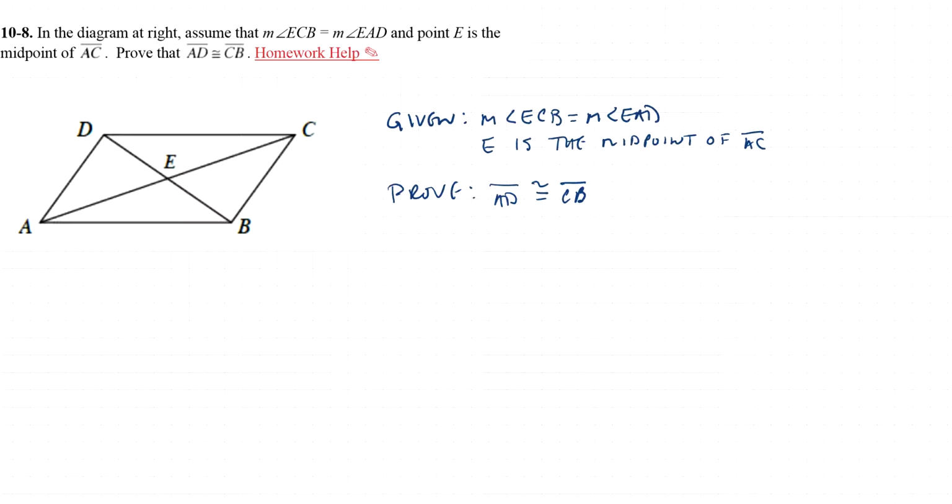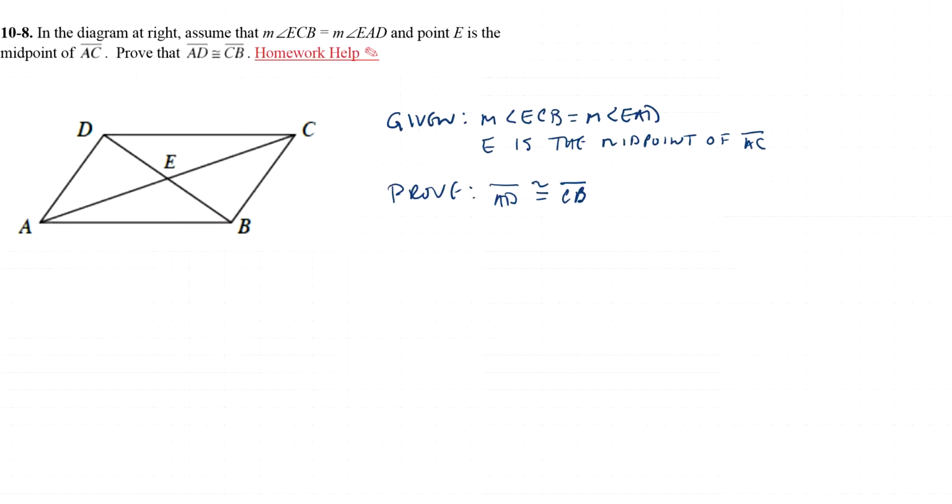Alright, 10-8. In the diagram at the right, it assumes that the measure of angle ECB equals the measure of angle EAD, and point E is the midpoint of segment AC, and I've written that right up here. It says to prove the segment AD is congruent to segment CB. So usually in these types of problems we're looking for triangles, congruent triangles, to show that this segment AD is congruent to segment CB.